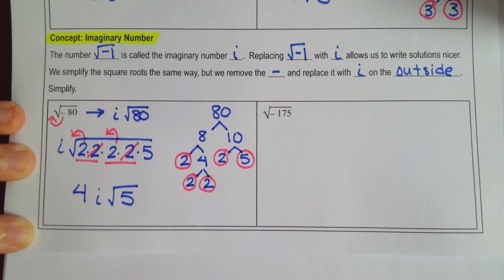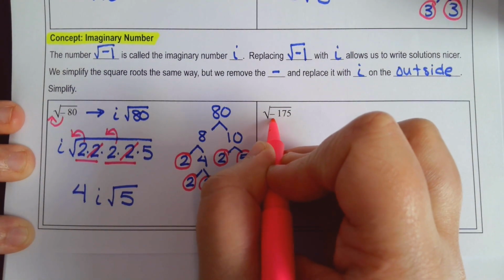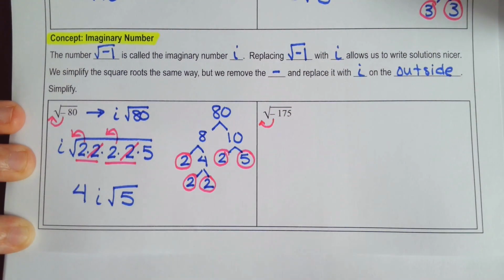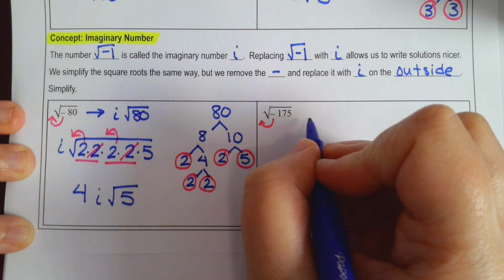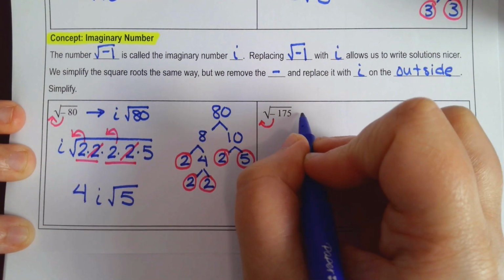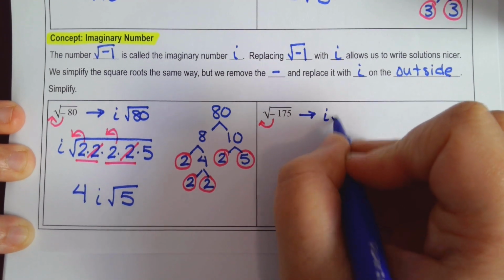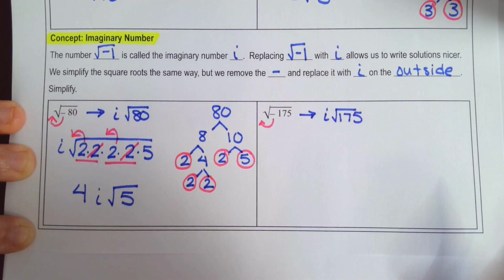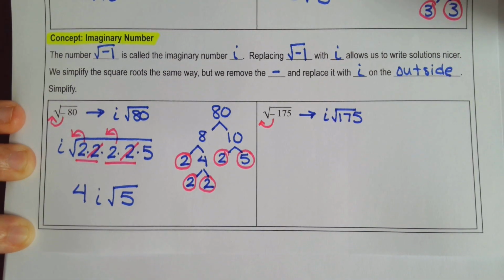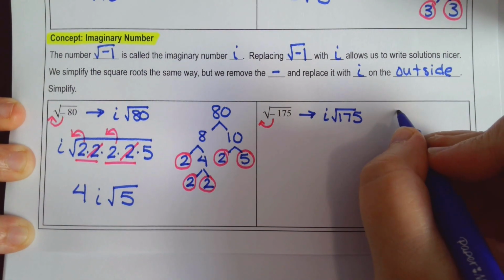One more example and we'll be done with this lesson. Again, automatically start with bringing that negative to the outside. So the square root of -175 now becomes i square root 175. So now time to break down 175.